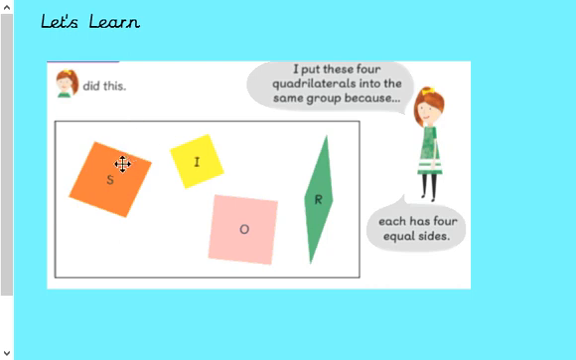This young lady here has put these 4 quadrilaterals into this box because she said that each of these has 4 equal sides. So she's grouped them into a group that has the property 4 equal sides. You can see that we've got 3 squares and a rhombus as well, although it's a little bit squashed, so it's trickier to tell that one. She's grouped these shapes because they have 4 equal sides.